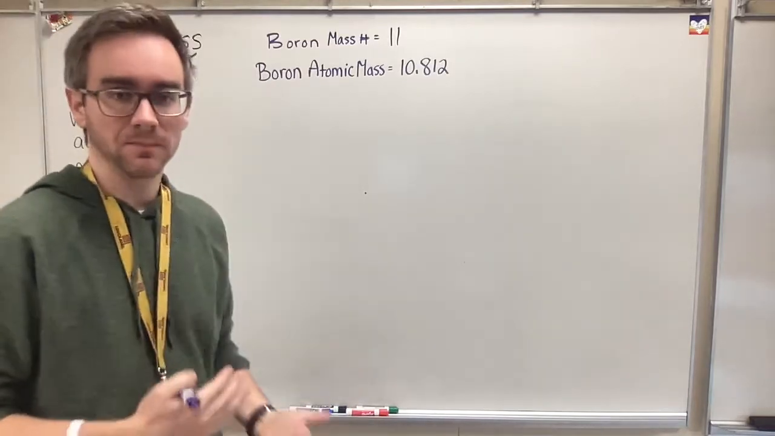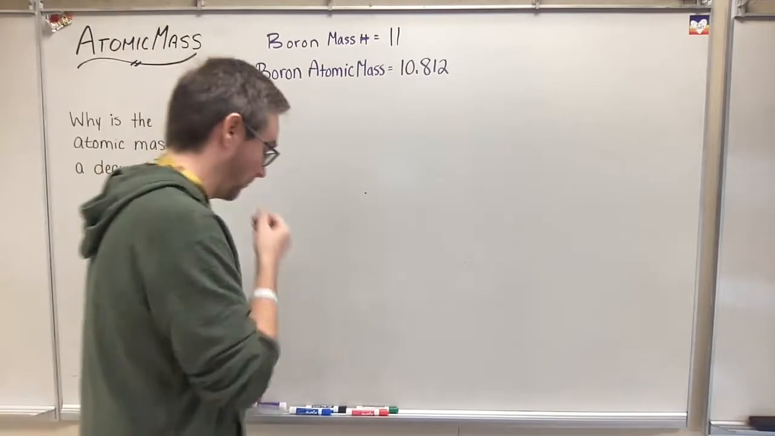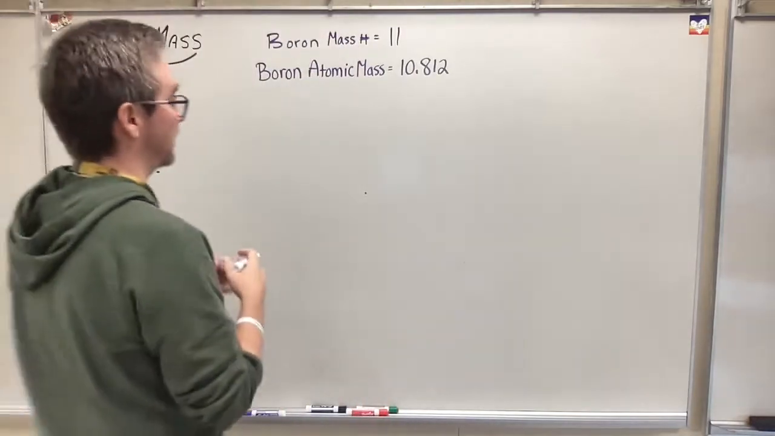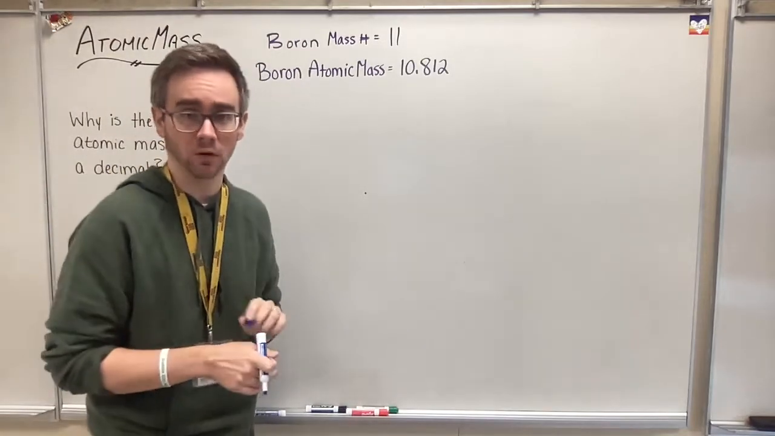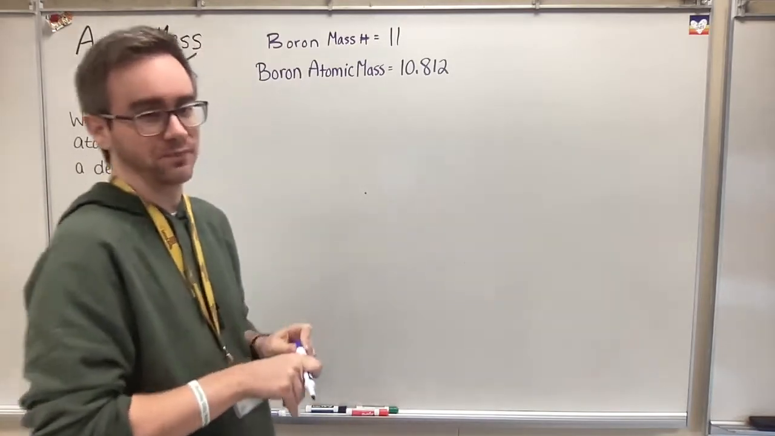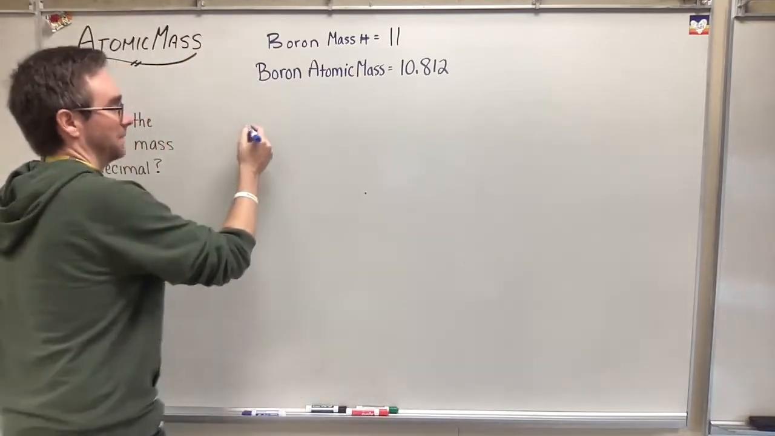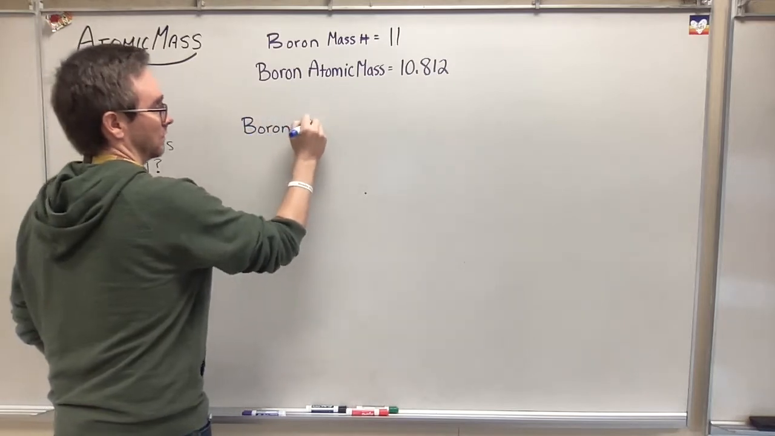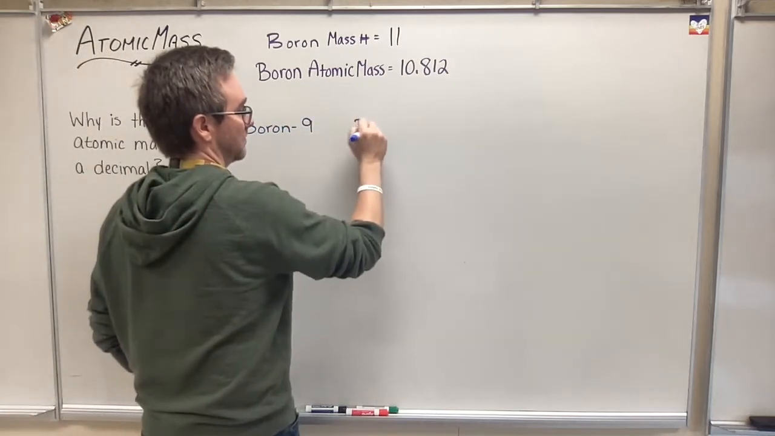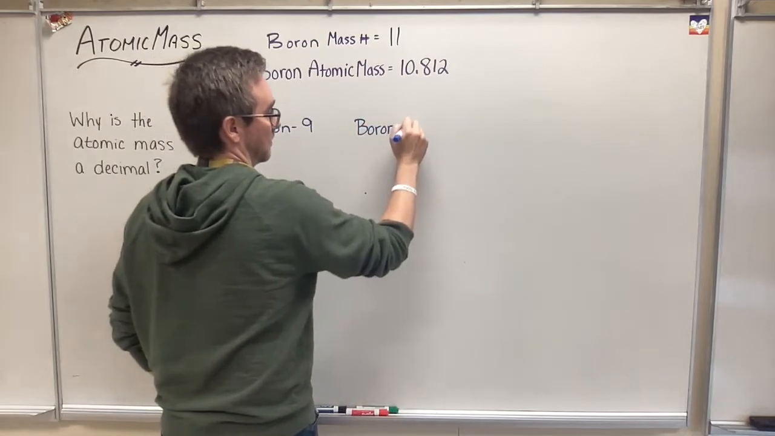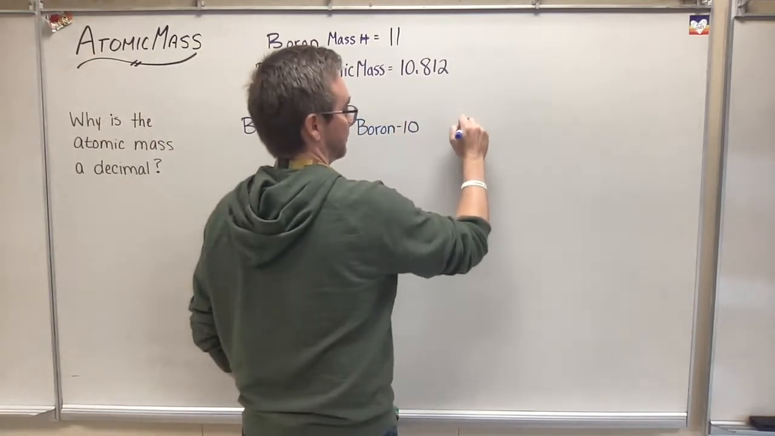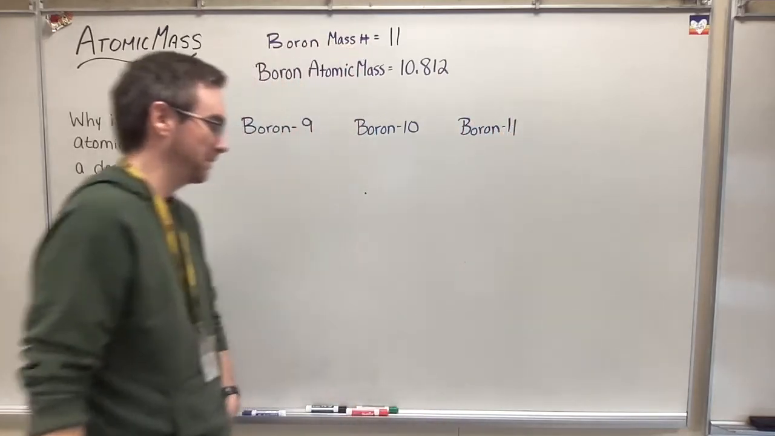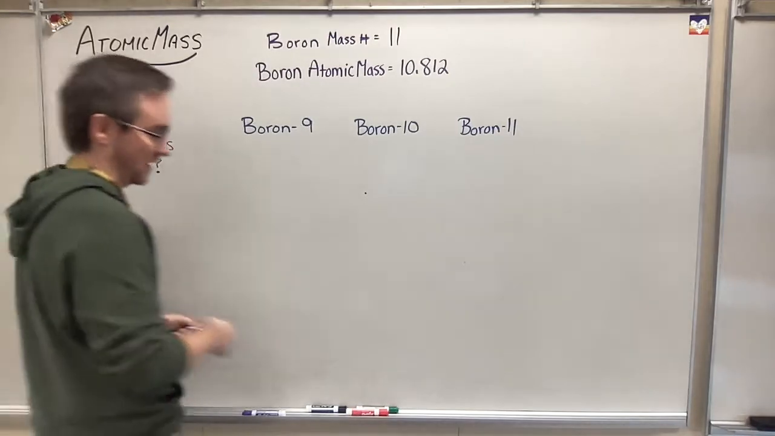So why do we get this number? The answer has to do with isotopes. For example, I'm going to pick boron just because it's a pretty simple one to talk about here. There are 13 different versions of boron, 13 isotopes. I'm just going to pick the 3 most abundant. There's boron 9, boron 10, and boron 11.